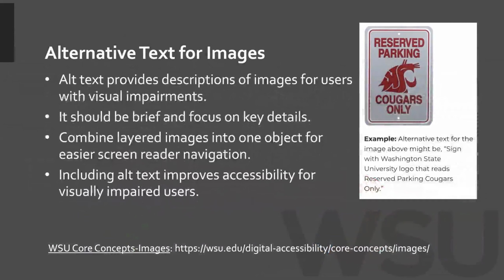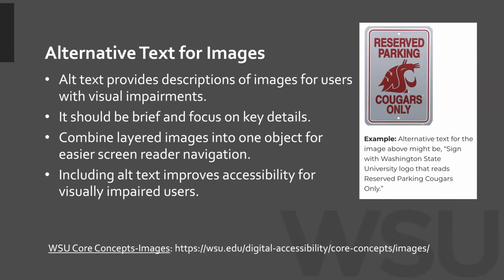The alternative text for images slide appears, showing an example image of a reserved parking Cougars only sign. Next, we'll talk about alternative text for images. So alt text provides descriptions of images for users with visual impairments. It should be brief and focus on key details. Combine layered images into one object for easier screen reader navigation, and including alt text improves accessibility for visually impaired users.